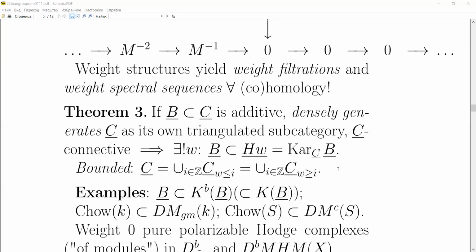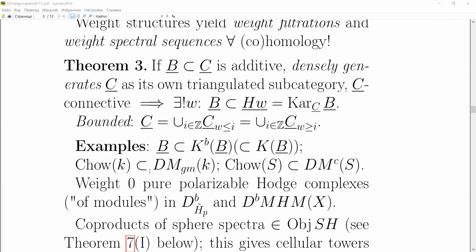So here is a theorem that allows one to construct all weight structures that are bounded. If you have a connective subcategory B such that C equals its own smallest subcategory that is closed, triangulated, retraction closed, and contains B, so B generates C in this rather strong sense, then this connective subcategory gives you a unique weight structure. So this is a useful theorem.